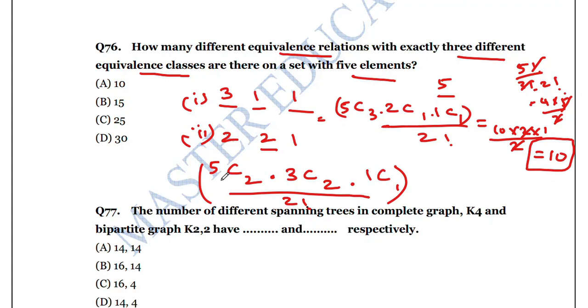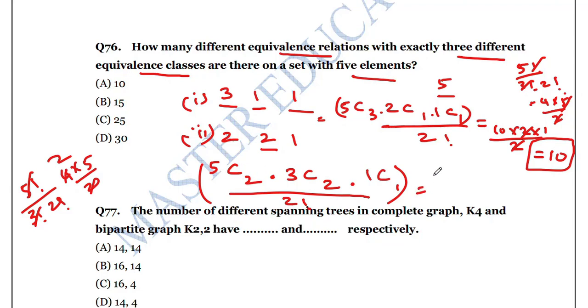Okay. Similarly, if you calculate this 5C2, what is 5C2? So 5 factorial divided by 3 factorial, 2 factorial. So 3 factorial cancels. 4 into 5 divided by 2. So that will give 10.